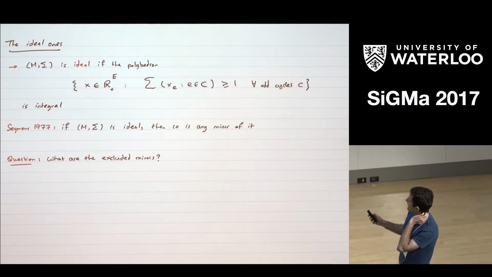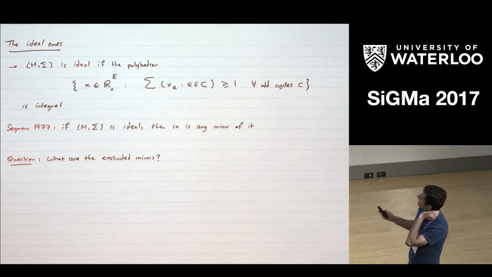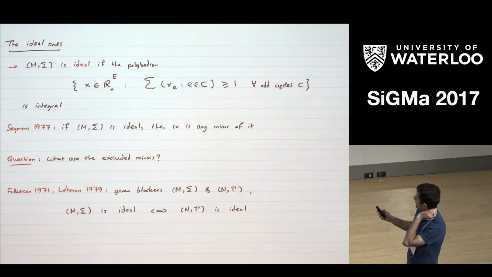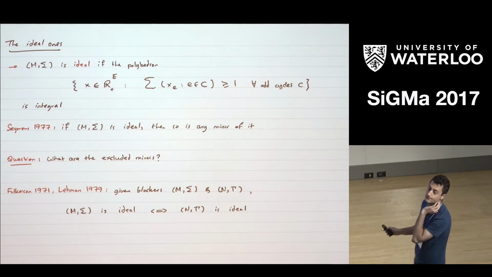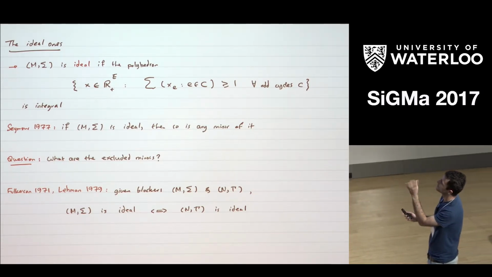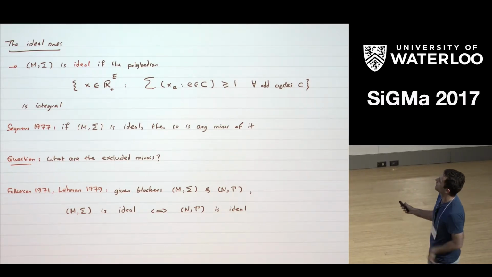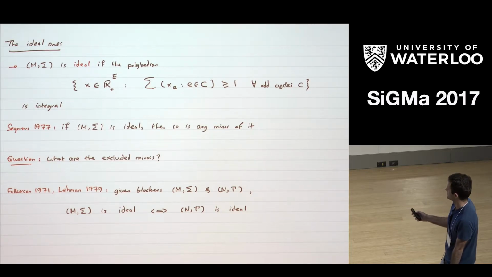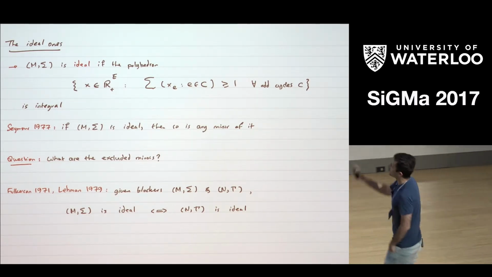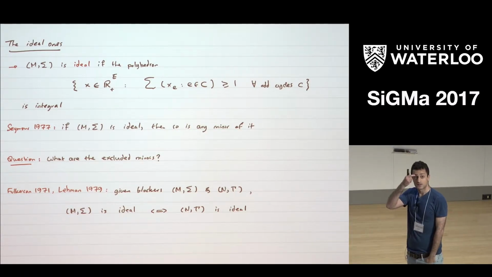It turns out that being ideal is closed under taking blockers, the very first notion I defined at the beginning. Lehman and Fulkerson proved that if you give me blockers (M, sigma) and (N, gamma), then (M, sigma) is ideal if and only if (N, gamma) is ideal. Essentially, it corresponds to the theory of blocking polyhedra, and that preserves integrality. So idealness is closed under taking blockers. And I should point out that this is not the same thing as duality in terms of matroids. Okay?